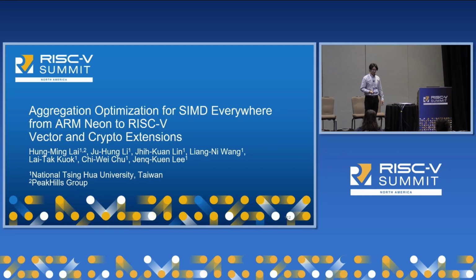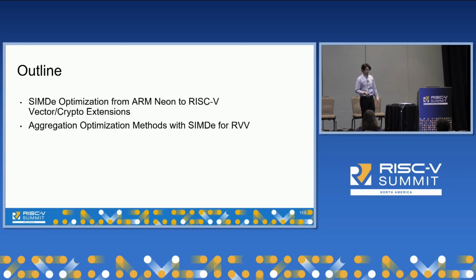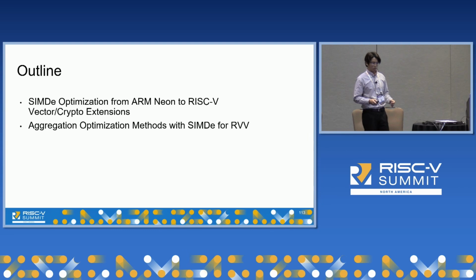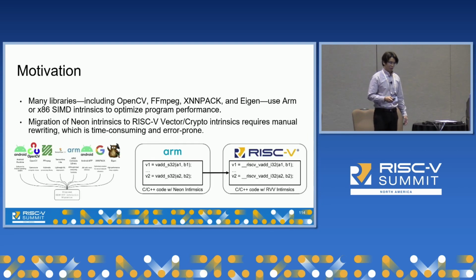Our talk today is aggregation optimization for SIMD Everywhere, from ARM Neon to RISC-V Vector and crypto extensions. First, I will cover how to use the open source project SIMD Everywhere to convert ARM Neon intrinsics to RISC-V Vector and crypto extensions, and we will introduce how we implemented this using the RISC-V Vector Extension and also the crypto extensions. Then I will introduce our aggregation optimization method, which can further improve the performance of the resulting RISC-V Vector programs.